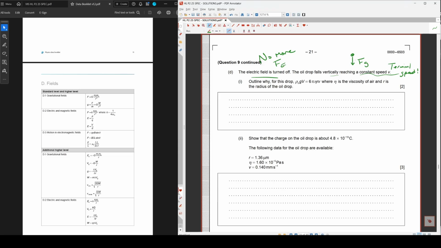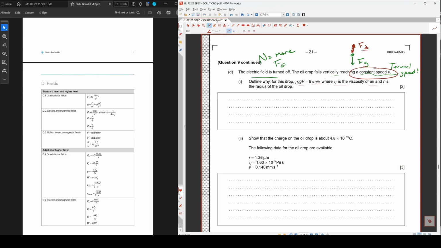That's what that means. It falls, and as it falls, it accelerates, but it accelerates slower and slower because there's going to be a drag force that gets bigger and bigger. Just a little bit at the beginning, and then more the faster it goes, until we have another situation where the drag force will equal Fg. You want to know this is how terminal speed works? Outline why for this drop, this equals this, where this is the viscosity of air.